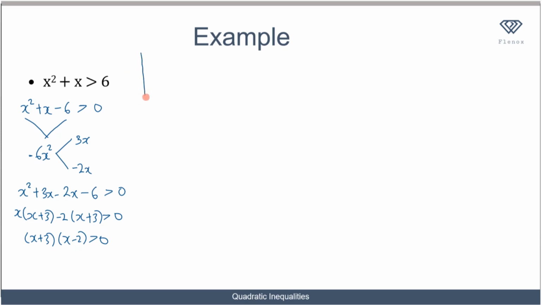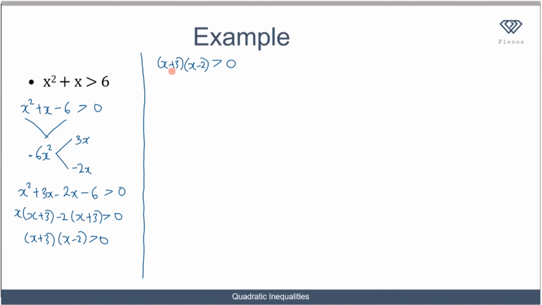Now this is where the difference comes in. If it was an equal sign here, what would you do? You would equate each of these terms to 0 and try to look for the value of x. But that is not the way you proceed with a quadratic inequality. It requires you to think more deeply about the problem. Now we have found that x plus 3 multiplied by x minus 2 is a number that is greater than 0.